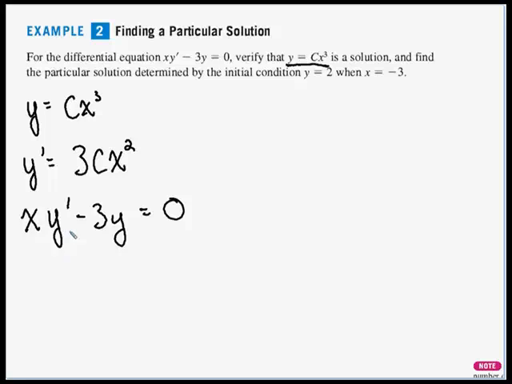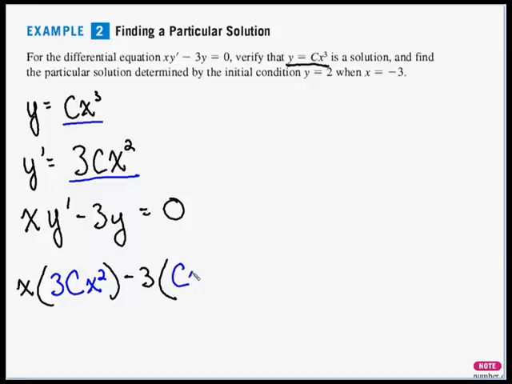And we just want to plug in our y and y prime that we just found. So x, and then y prime is 3c x squared. 3 times that constant, x squared. And then we have minus 3 times y. And the original equation was c x to the third. That was our y value. Does this equal 0?